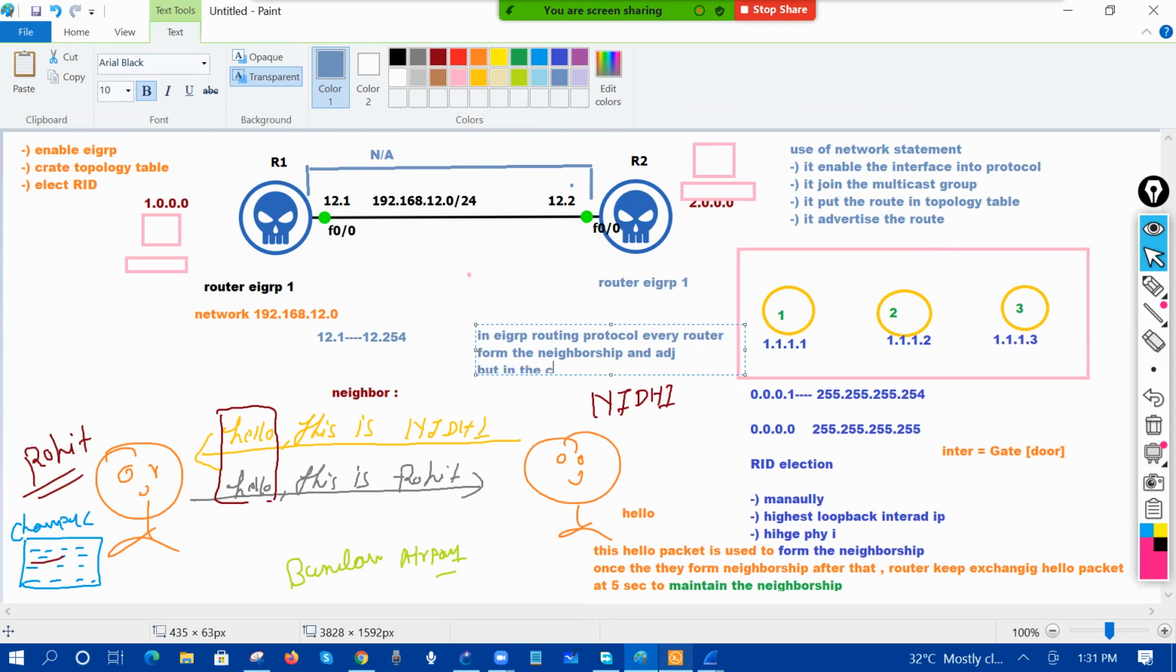But in the case of OSPF, not every router forms the adjacency, but all the routers can form neighborship. If you know the DR/BDR concept, that's good. Otherwise, just write down this point. This is the difference. And once we learn OSPF, then you will have a clear picture of this. This small point, just write it down on small pages and paste it in front of you, so that you can easily differentiate between the EIGRP and OSPF protocols.